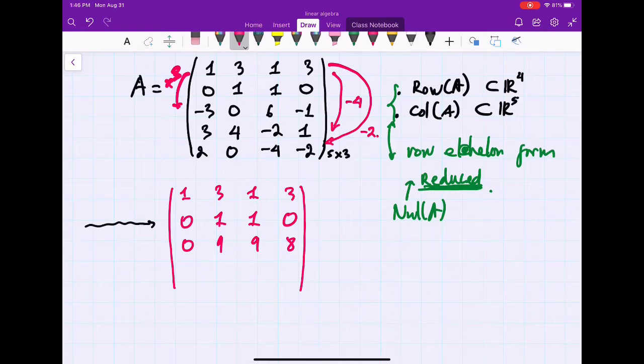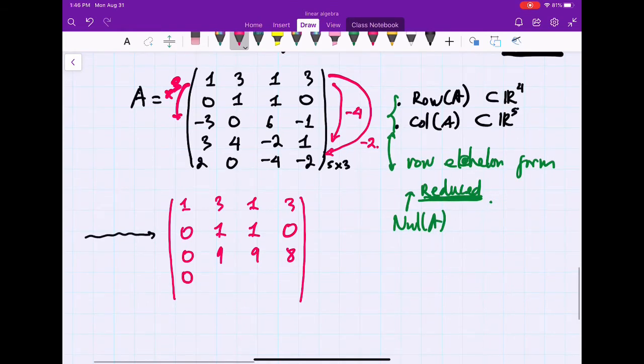The fourth row is 0. 3 times negative 3 is negative 9, plus 4 is negative 5. 3 times 1 is negative 3, with negative 2 is negative 5. And then 3 times negative 3 is negative 9, plus 1 is negative 8.